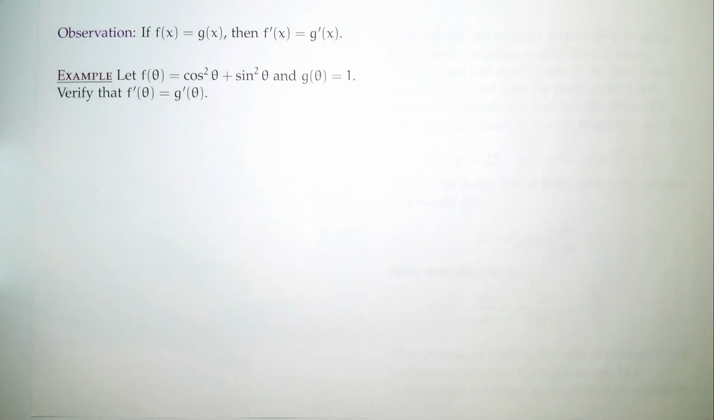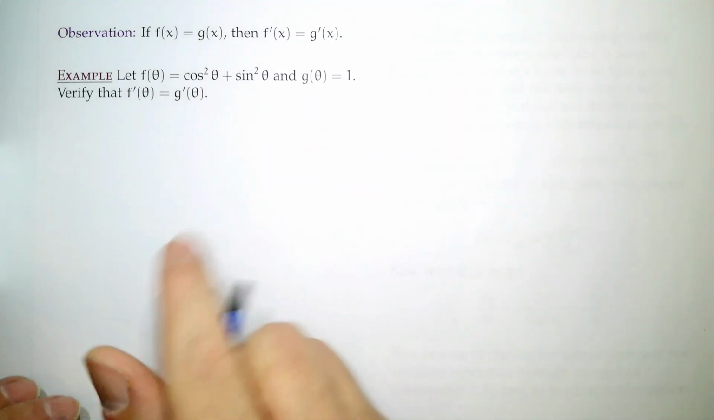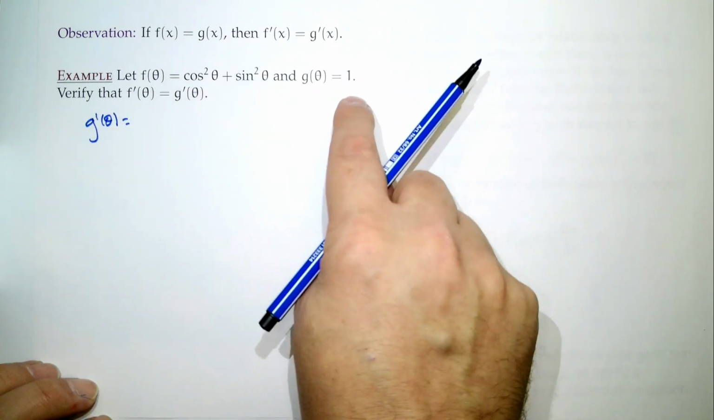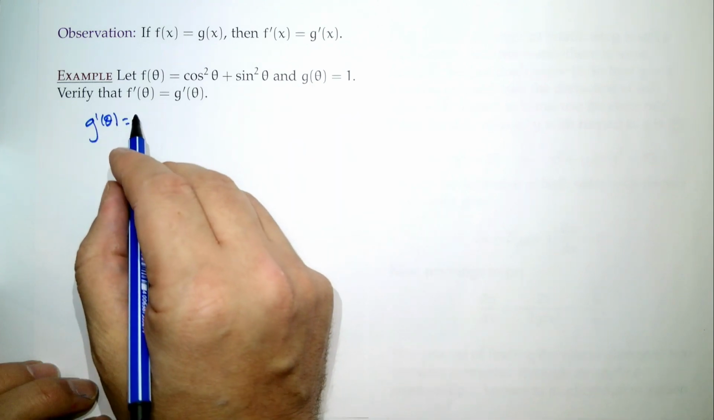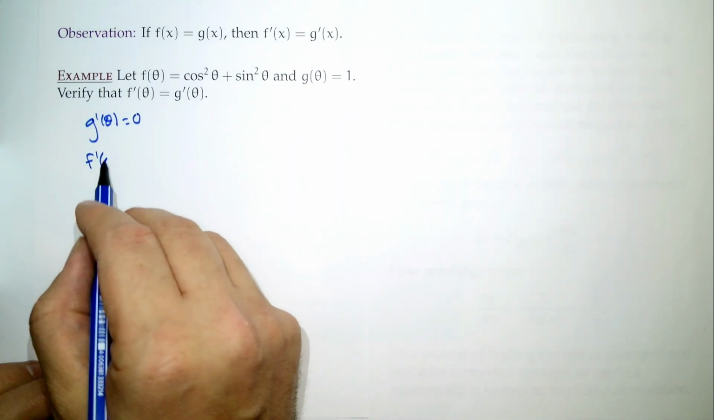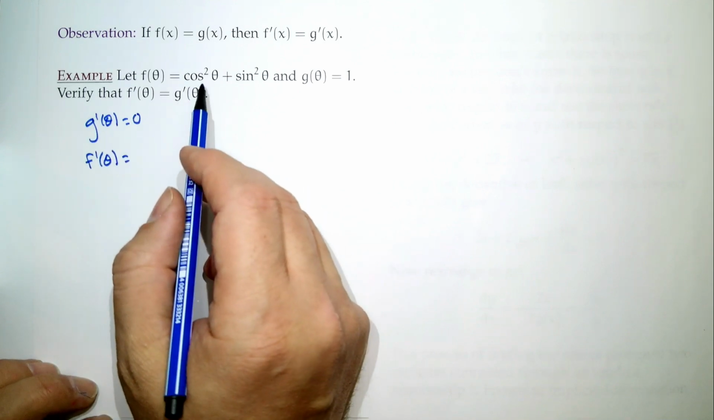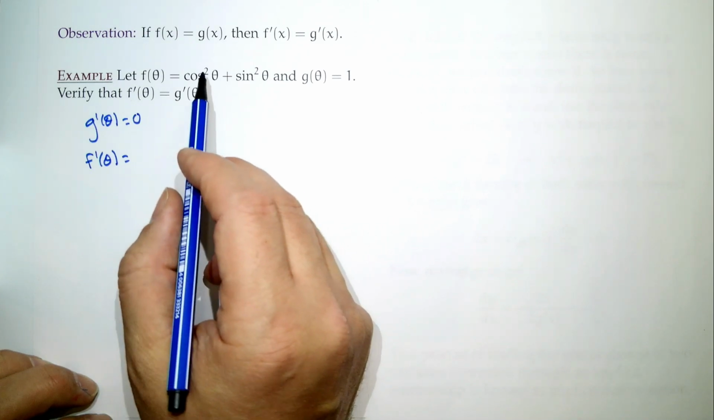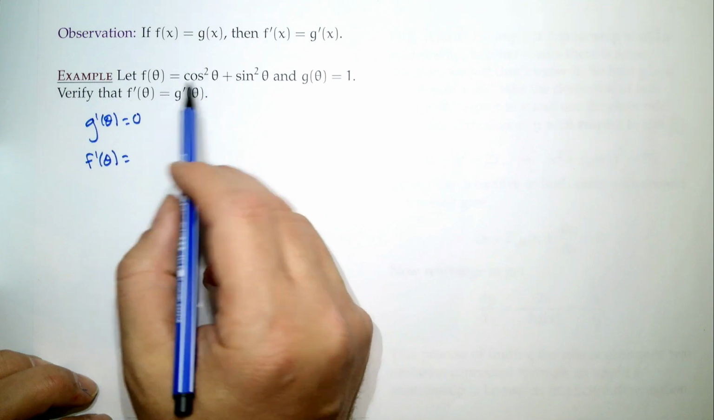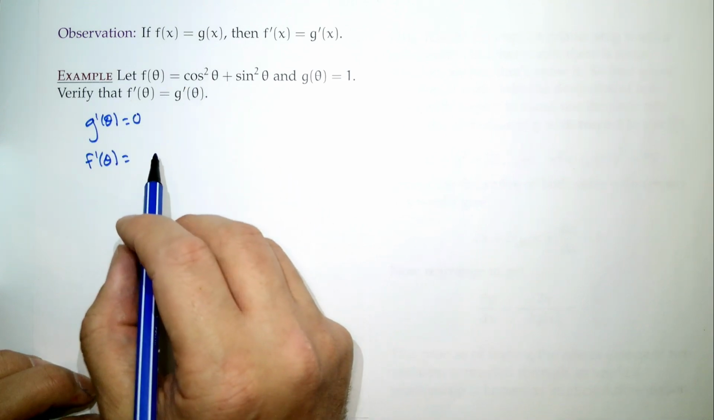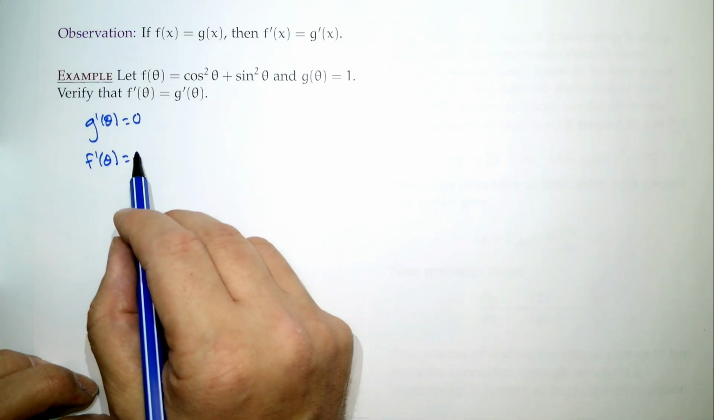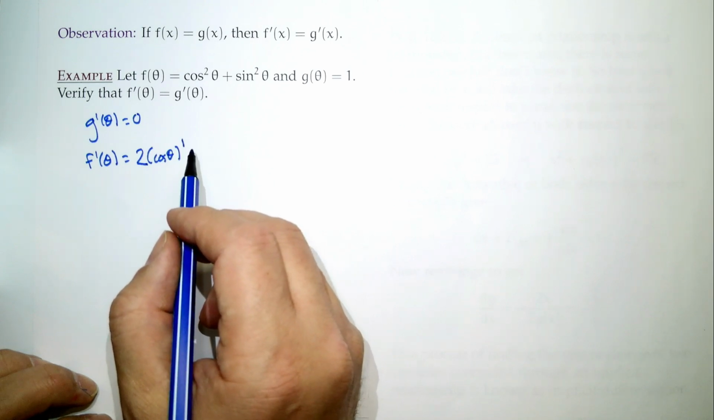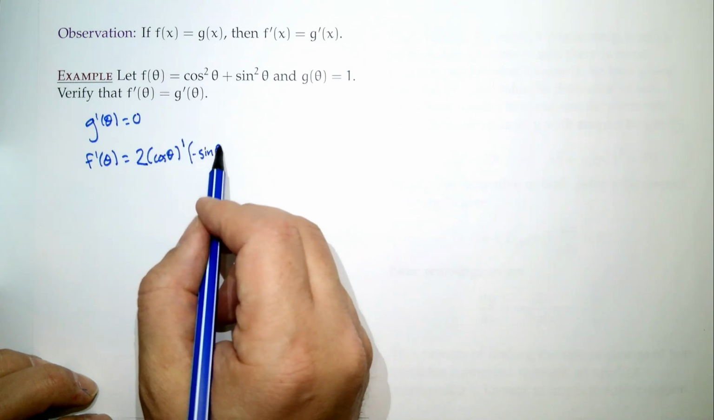All right. Let's take the derivative of g first. What is g prime of theta? Derivative of 1, 0. That one's not so bad. How about f prime of theta? Well, derivative of cosine squared theta. What's our rule? Chain rule, because the cosine is on the inside of the square. So according to the chain rule, what's the derivative of cosine squared theta? 2 cosine theta to the 1, times negative sine, because you have to take the derivative of the inside.